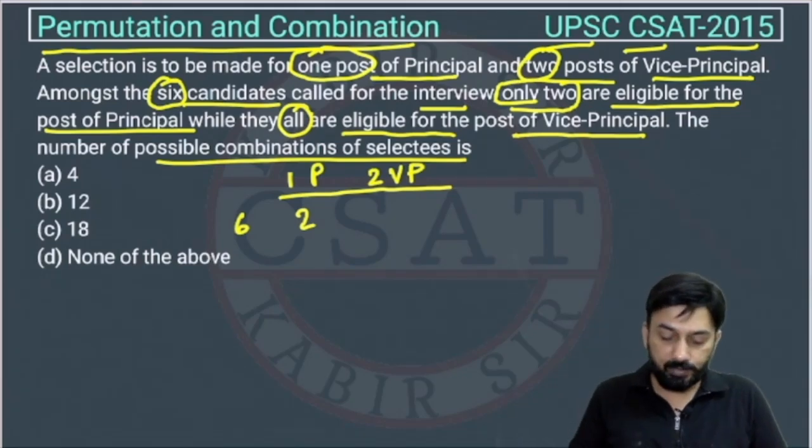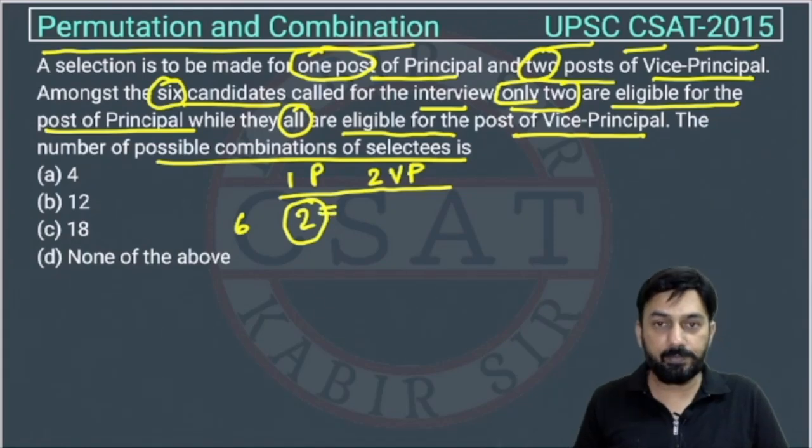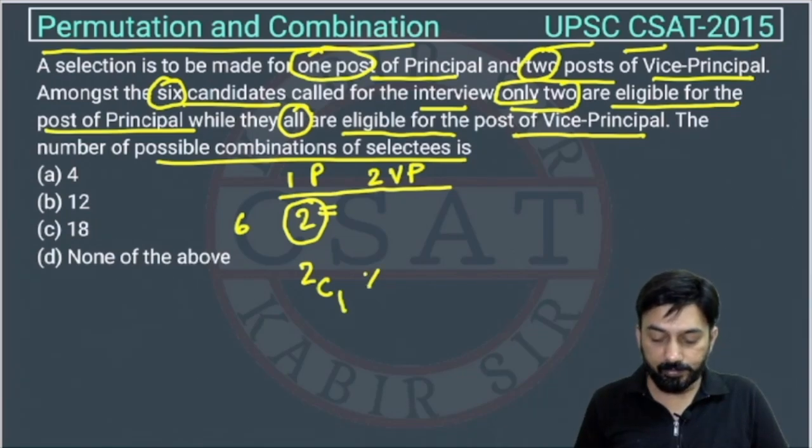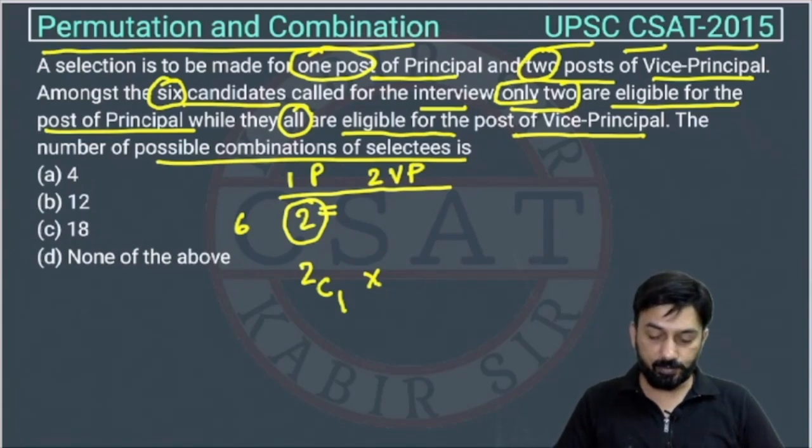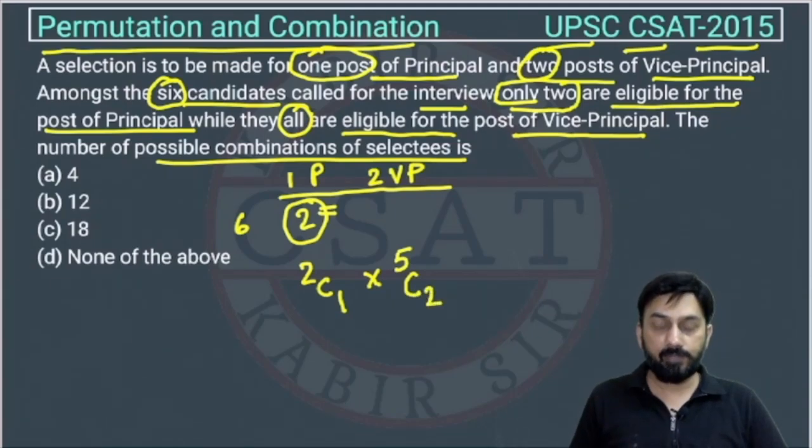So the way to solve it, there are 2 candidates. Out of these 2 candidates, one will be selected as principal. So this will be 2C1, right? And now how many are remaining? One already we selected as a principal. So now we are having 5, because all are eligible for selection as vice principal. So out of 5, we will select 2 candidates for vice principal, right?